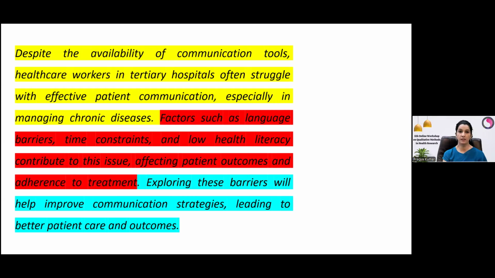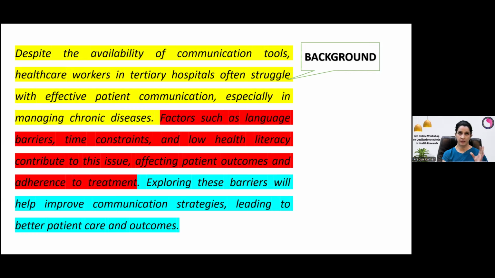Thank you, Dr. Abhijit. The first three and a half lines, which are marked in yellow, are the background information. It's not the problem, sorry. It's the background: there are communication tools and still there is a problem. That means healthcare workers often struggle with effective patient communication. So this is the background of the problem.